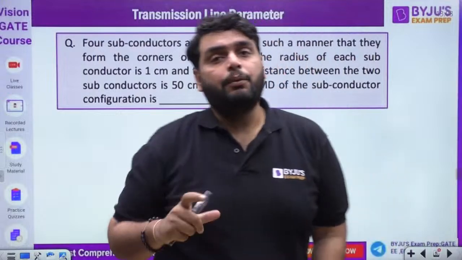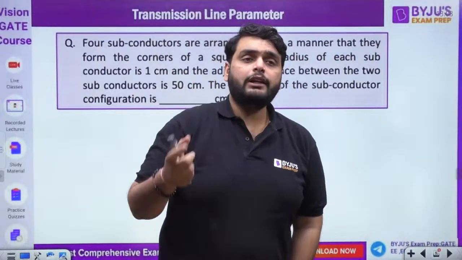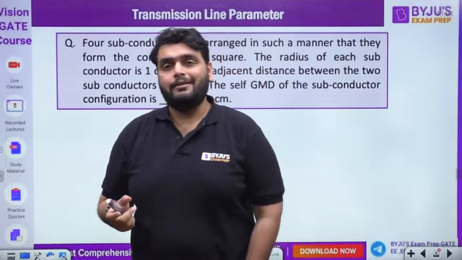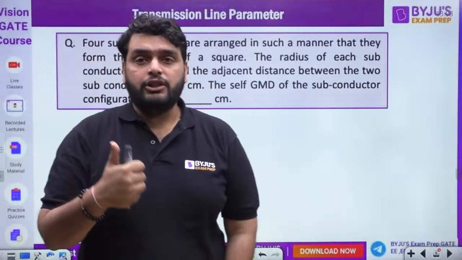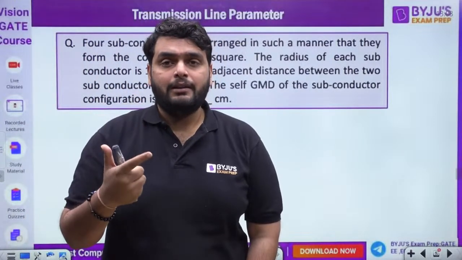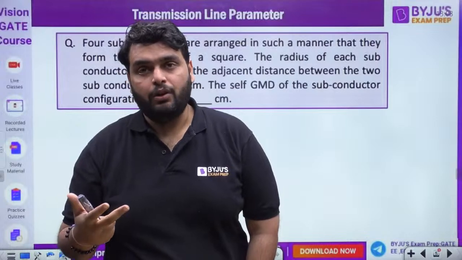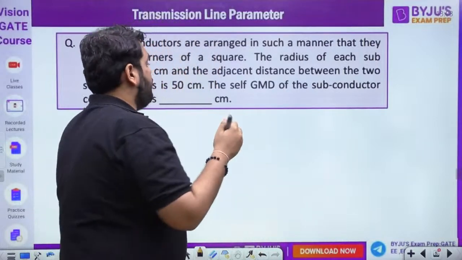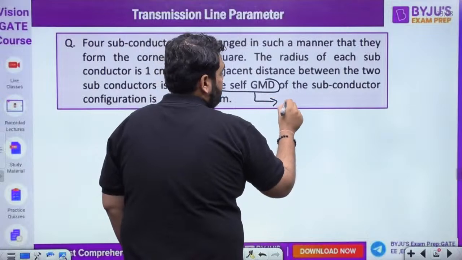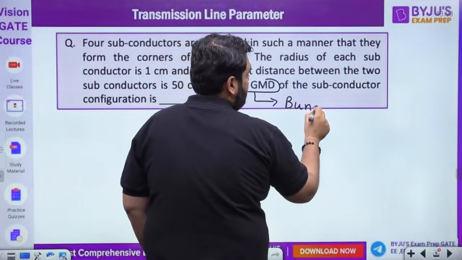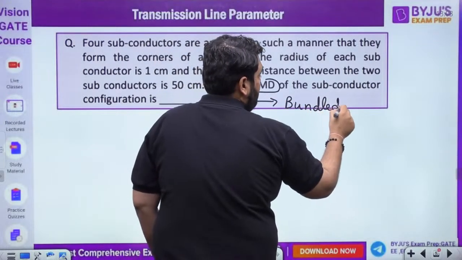Now understand this point very carefully. During our calculation of inductance and capacitance, we deal with 3 types of geometric mean. We deal with GMD, we deal with GMR, we deal with the self GMD. The self GMD, which the question is asking, is always calculated in case of a bundled conductor.